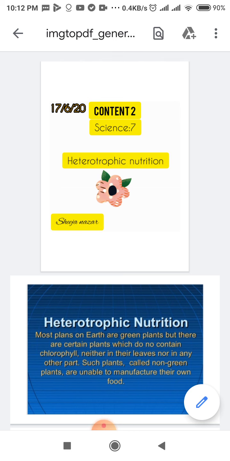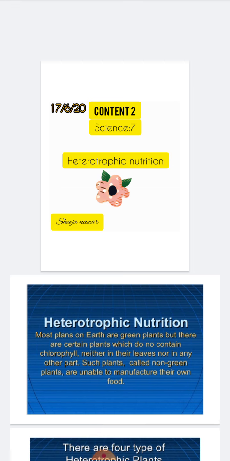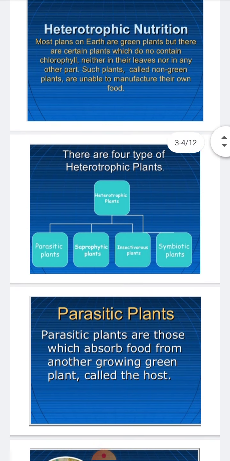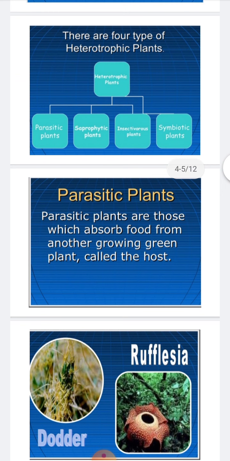Most plants on earth are green plants, but there are certain plants which do not contain chlorophyll, neither in their leaves nor in any other parts. Such plants, called non green plants, are unable to manufacture or synthesize their own food. So they are called heterotrophs. So, what is heterotrophic nutrition? We already discussed in the previous class. So, today we are going to learn about the different types of heterotrophic plants.